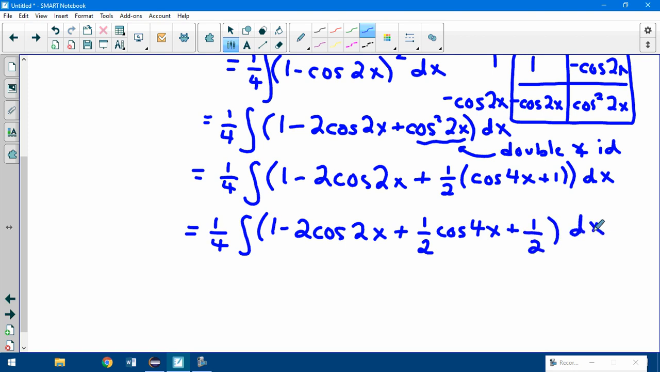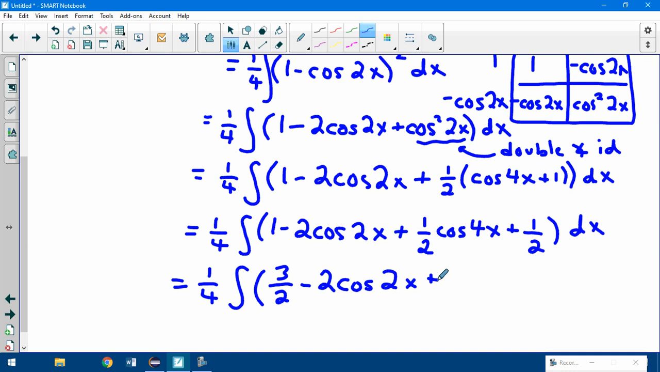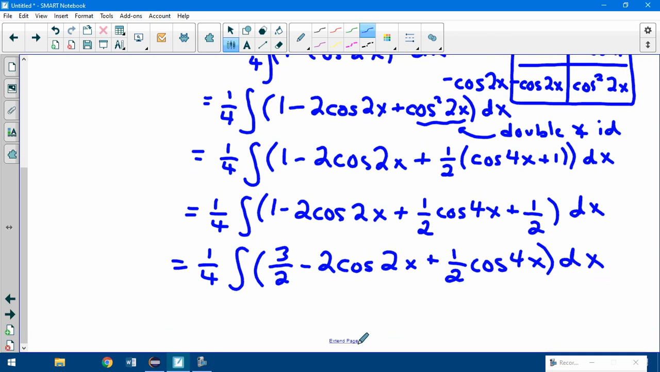And finally, before I take the integral, there's a couple like terms I can combine. I can do 1 plus a half. What's 1 plus a half? 3/2. So finally I have 1/4 times the integral of 3/2 minus 2 cosine of 2x plus 1/2 cosine of 4x dx. And after all of that, I've got something I can take the integral of.